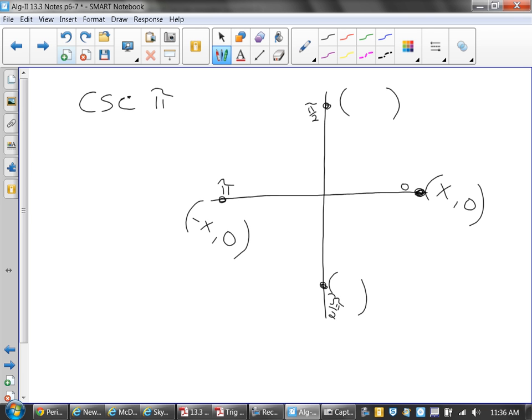Now, whenever you're on the x-axis, what is the value for r? X, very good. Your value for r on the x-axis is always x. Now, does it become negative x on the left-hand side? Why not? Very good. Now, going for the ordered pairs on the vertical, 0, y. And what's the r value?